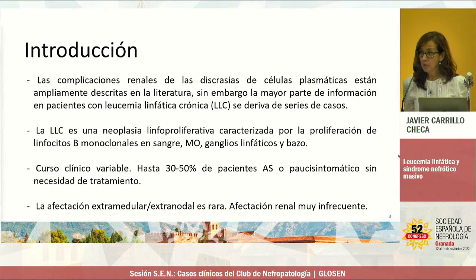La leucemia linfocítica crónica no es más que una neoplasia linfoproliferativa caracterizada por la proliferación de un clon de células B en sangre, médula ósea, ganglio linfático y bazo. Va a tener un curso muy variable, y destacar que hay hasta un 50% de pacientes que permanecen asintomáticos o paucisintomáticos sin necesidad de iniciar ningún tratamiento específico. Destacar que la afectación extramedular y extranodal es muy rara, siendo la afectación renal muy infrecuente.